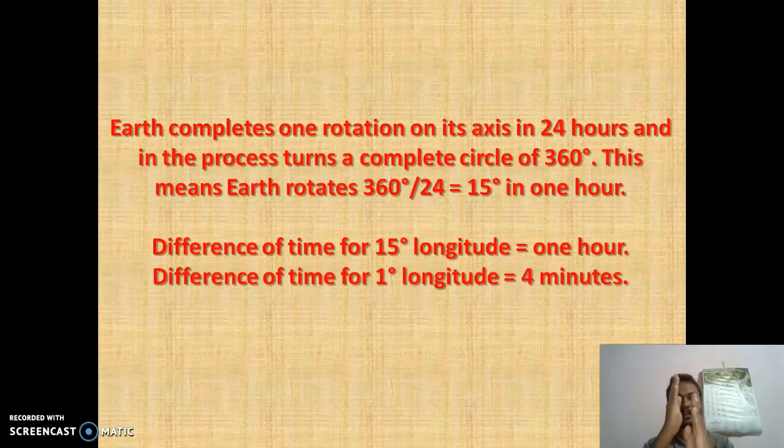If you go 15 degrees in any longitude, that means 1 hour will be added. If you go to the east, it will be added. If you go to the west, it will be subtracted. So 15 degrees is 1 hour, 30 degrees is 2 hours.